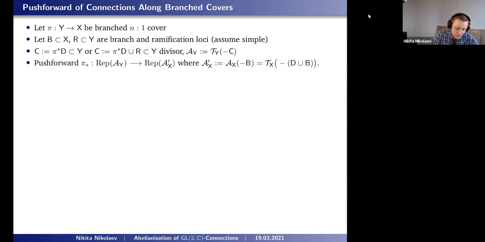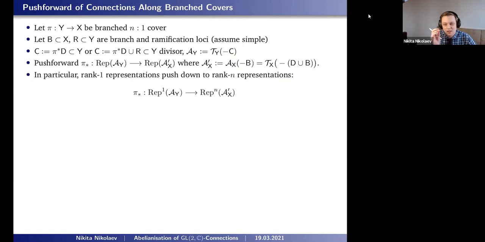And it turns out that once I have this setup, then indeed I can push forward representations of AY to representations of not quite AX, but something a little bit more complicated, which is I will also need to twist AX by the branch locus. So in other words, if I start with a connection on Y and I push it forward, I get a connection on X, and that connection is necessarily going to be singular at the branch locus. This is somehow unavoidable, and I'll mention it again in a minute.